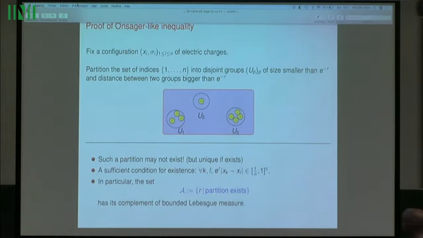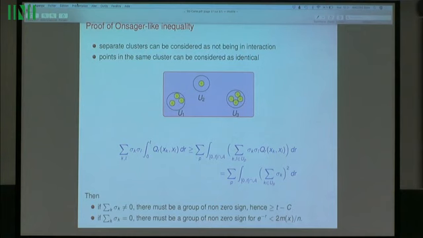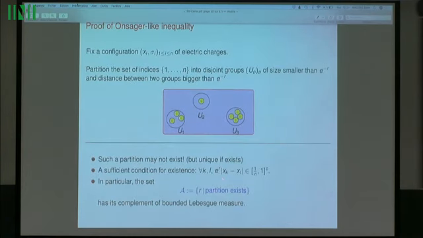Actually, a sufficient condition for such a partition to exist is that for all the charges, the distance between the locations of charges is either less than 1 over n, the number of particles, or it is bigger than 1. How can you see that? Maybe with a picture, since we have time, for a given index.